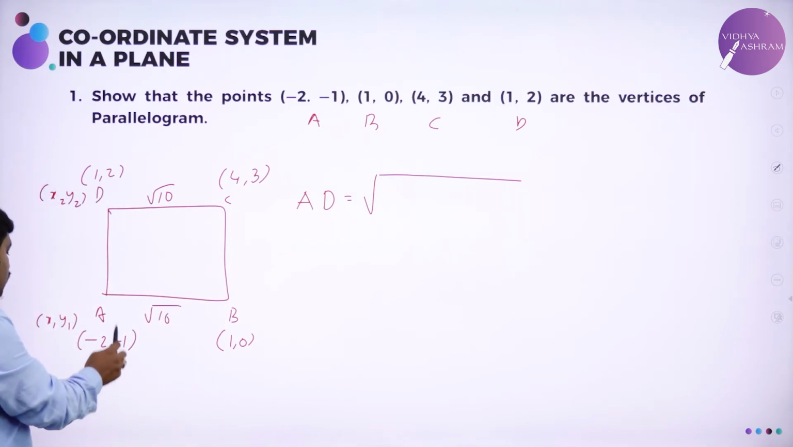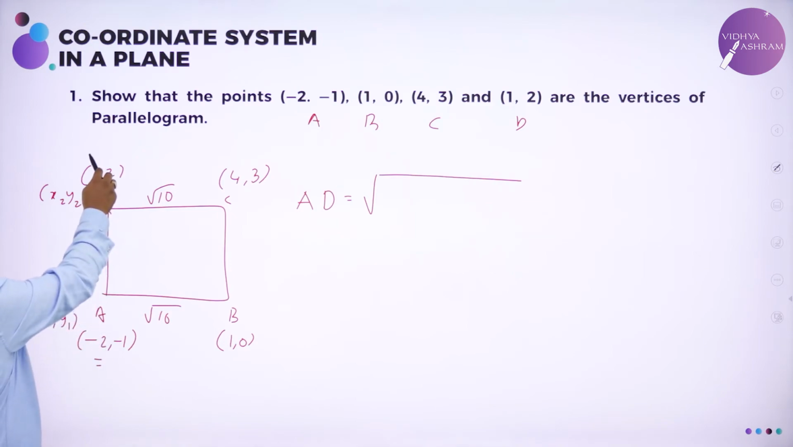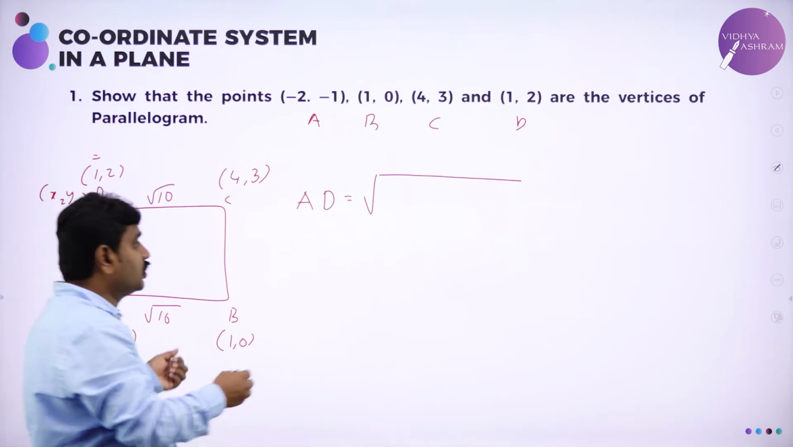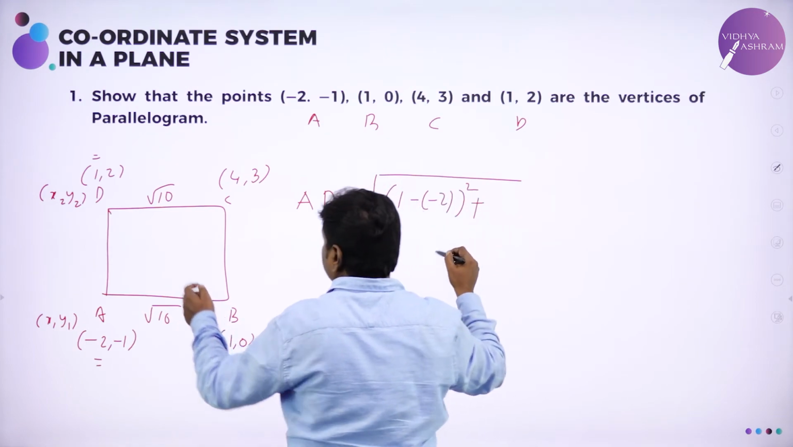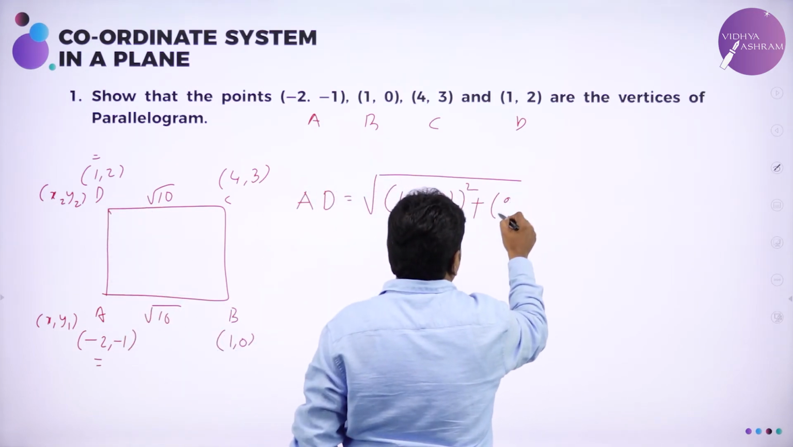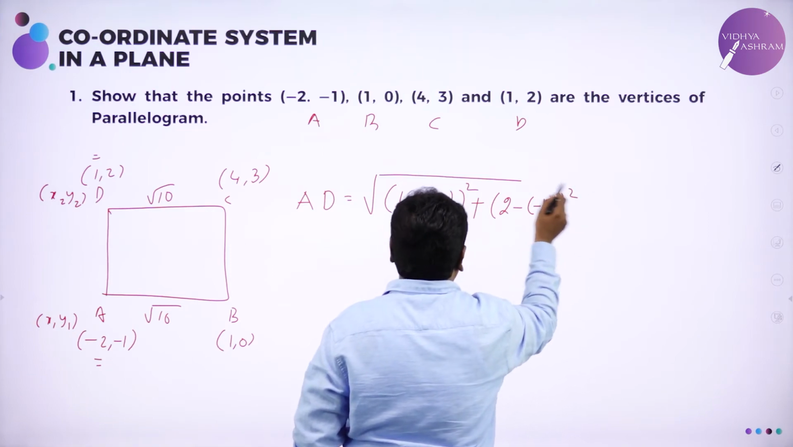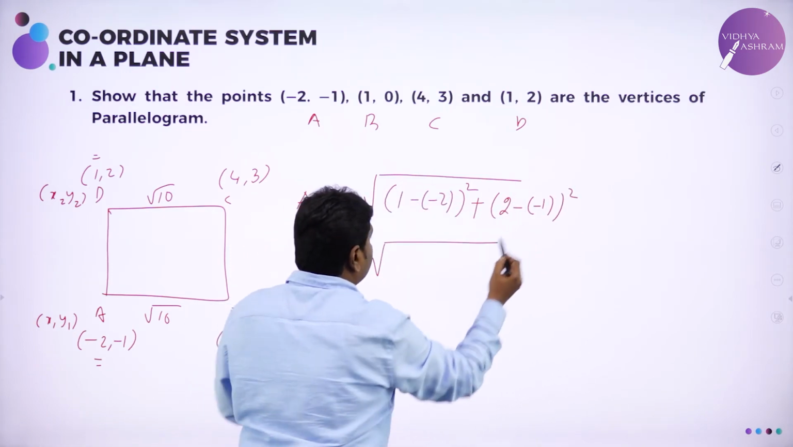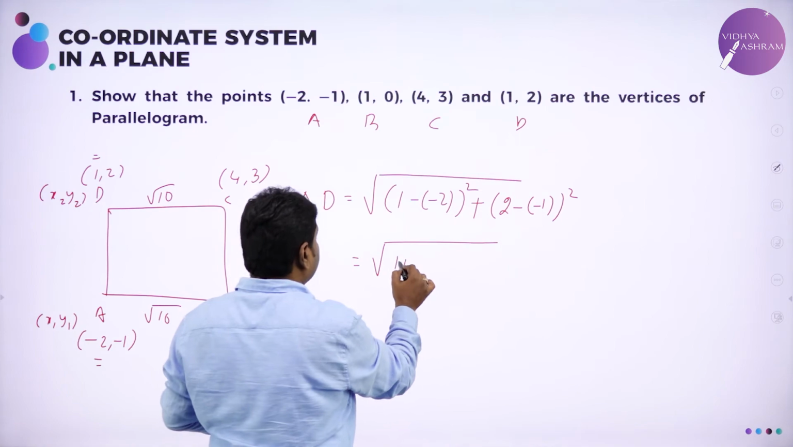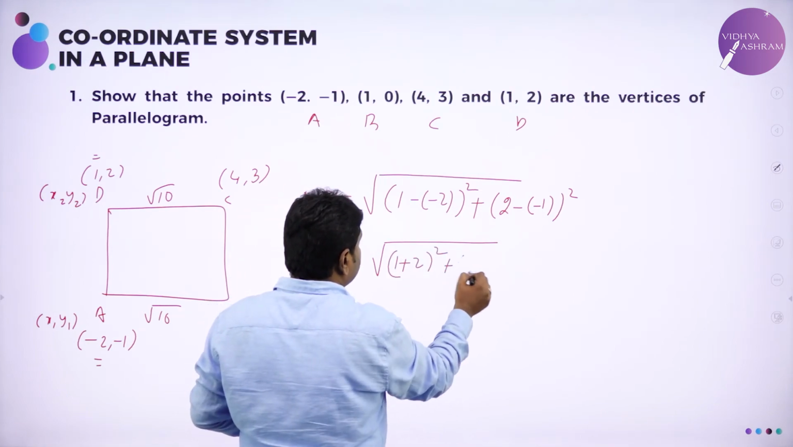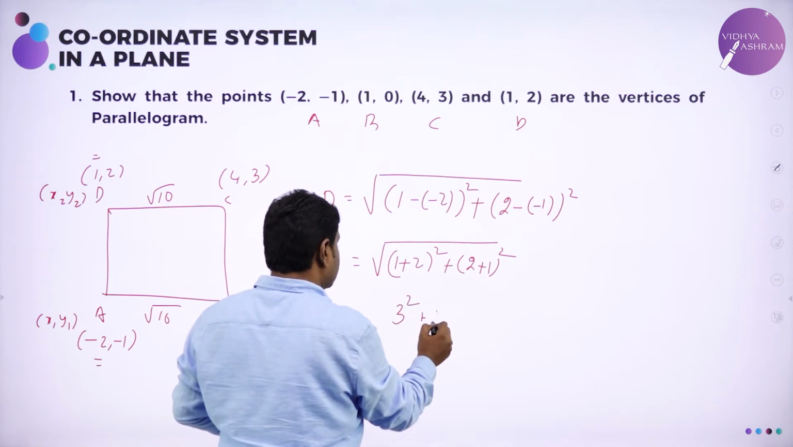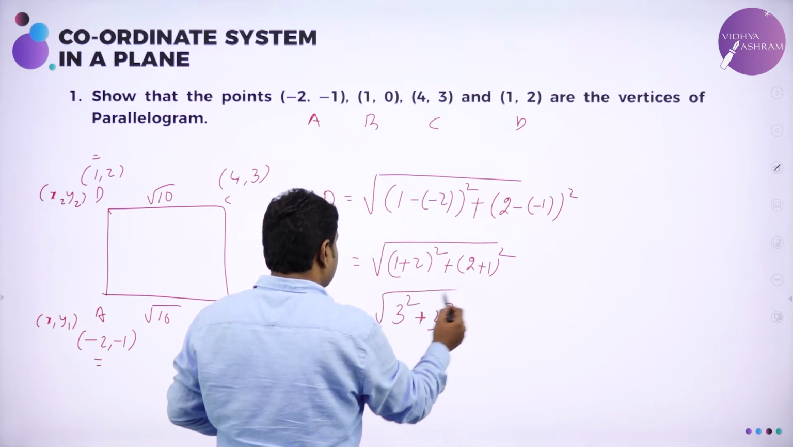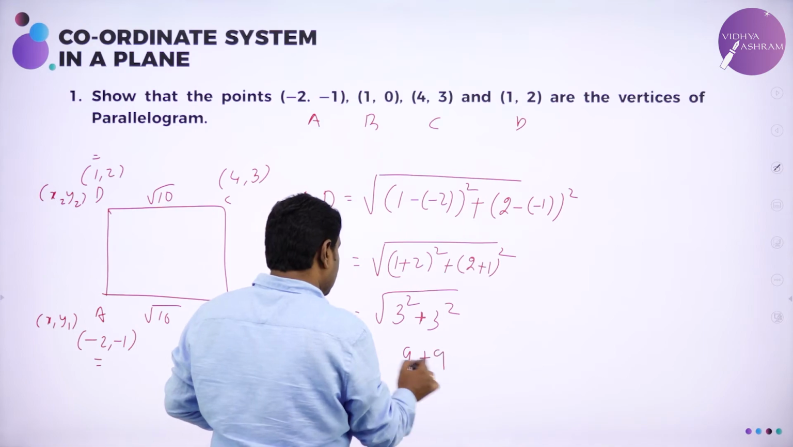What is x2 here? x2 is 1, x1 is minus 2. So 1 minus minus 2 the whole square plus y2 minus y1, 2 minus minus 1 the whole square. So 1 minus of minus 2 becomes plus 2, 1 plus 2 the whole square, 2 minus of minus 1 becomes 2 plus 1 the whole square. So 3 square plus 3 square. So 9 plus 9, root 18.